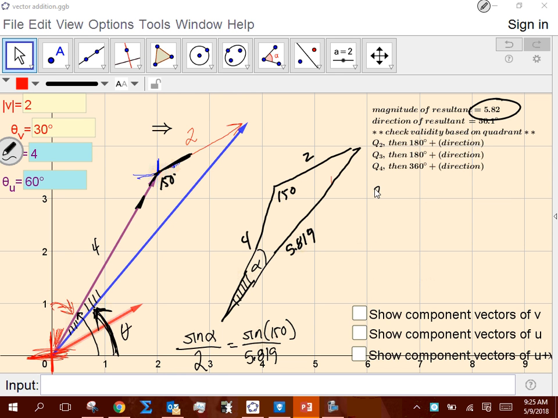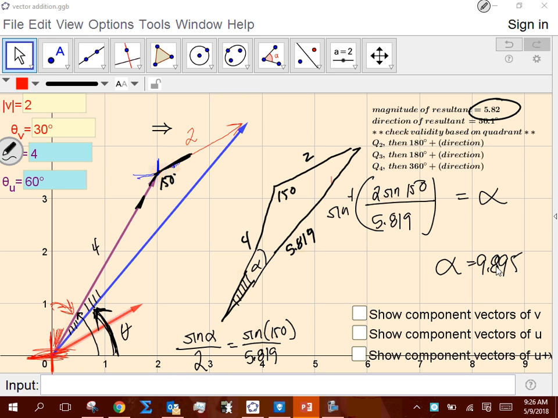Now, I'm going to erase this and do my work over here for the law of sines. It becomes 2 sine of 150 should equal 5.819 sine of alpha. So I'm just going to divide both sides by 5.819. That would equal sine of alpha, but I just want alpha, right? Through our algebra, and I'll let you rehash that on your own, once I take the sine inverse of that, it should give me alpha. So I evaluate: sine inverse of 2 times sine of 150, divided by 5.819. And it gives me alpha to be 9.895. That is that angle right there.